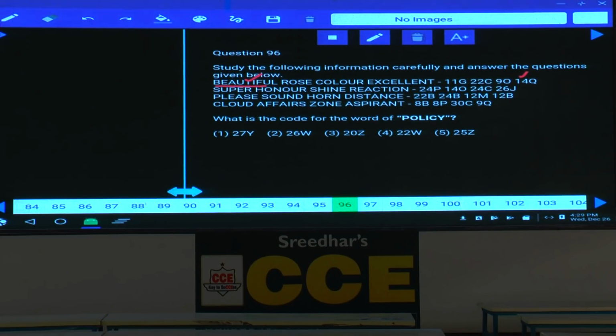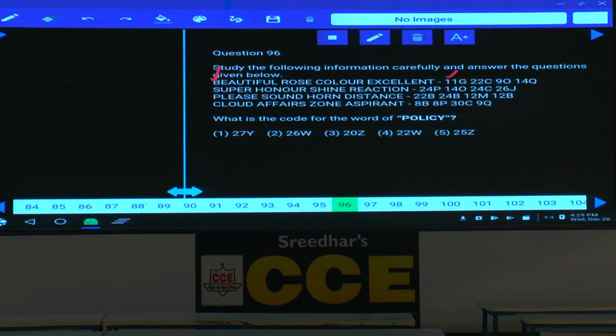Then next, the word rose. R is 18. How many letters are there? 4 letters. Now 18 plus 4 is 22. Once again, here the first letter is B. What is the value of B? B is 2. How many letters are there? There are 9 letters, and 2 plus 9 is 11. Are you following this or not? That means, how are you getting this number? That number is nothing but the first letter's value added to the number of letters in that word.